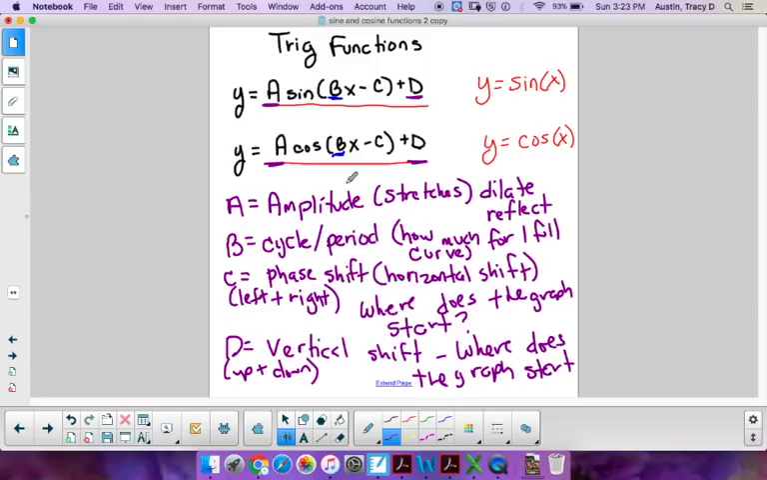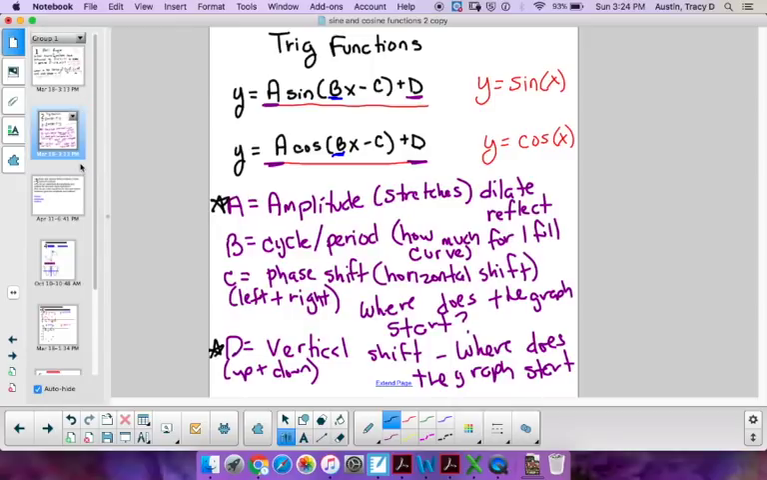Okay? So again, today we are going to be sticking with amplitude. How far can I stretch it or make it smaller? And vertical shift, how far up or down can I move it? Okay? So that's everything that we're going to be dealing with today. And then for the rest of the week, we're going to be dealing with how to change the cycle, how to change the phase shift, and even going as far as to write the equations, given some information.